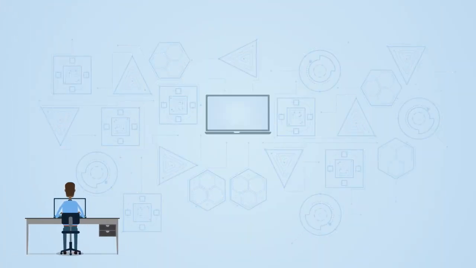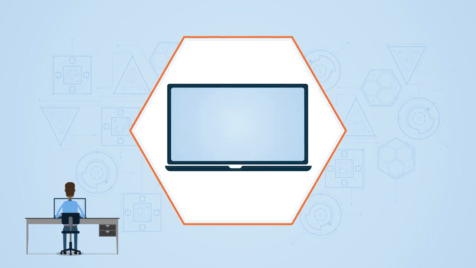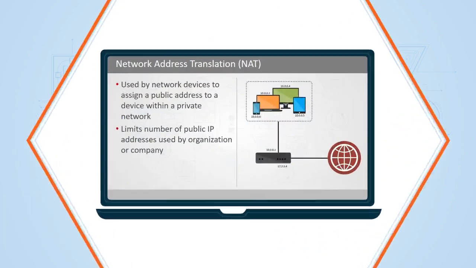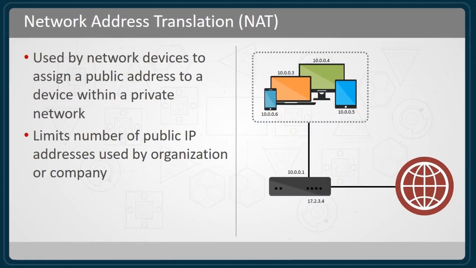In this presentation, we'll take a look at two network services known as NAT and PAT. Beginning with NAT, this is Network Address Translation, and this is used by a network device to assign a public address to a device within a private network.